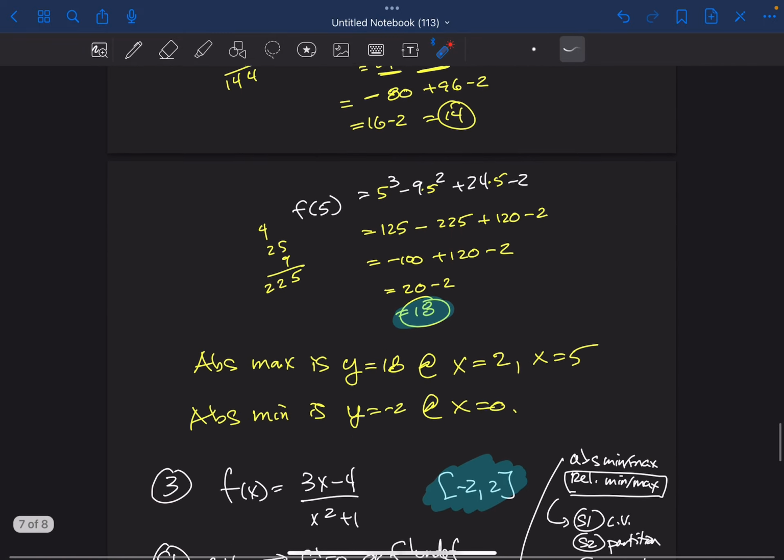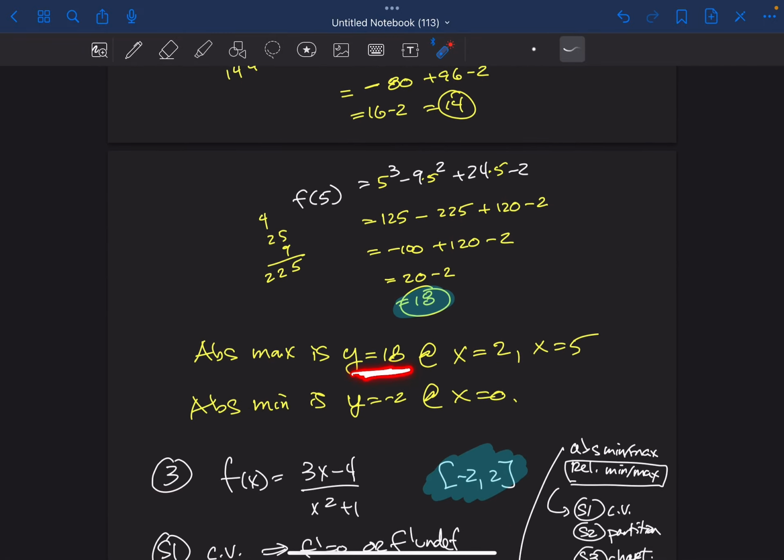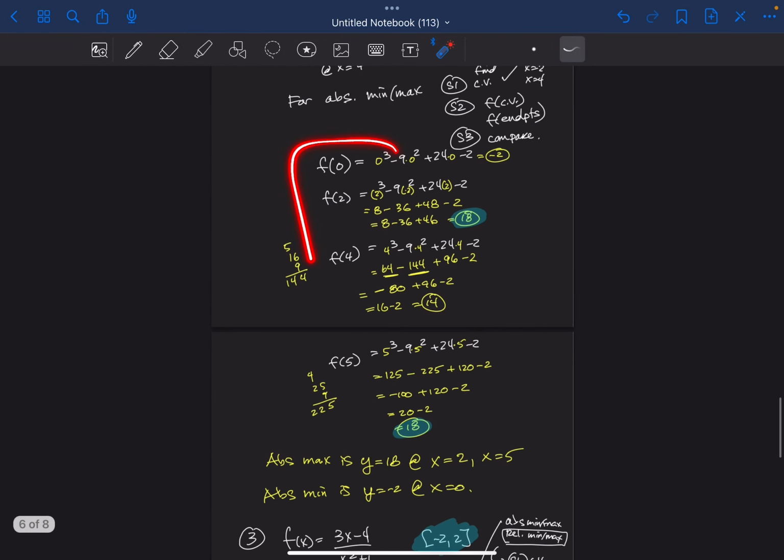So when I look at all these values, the largest I got out when I plugged the endpoints and the critical values into my original function was 18. So my absolute max is 18. It occurs at 2 and 5. The smallest value I got out was negative 2. So that means my absolute min is negative 2, and it occurs at 0.